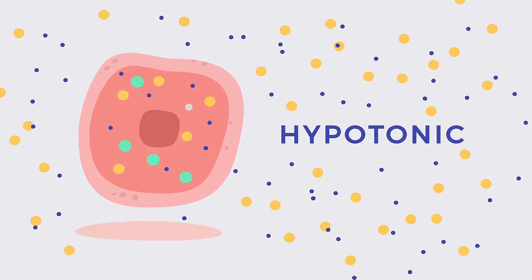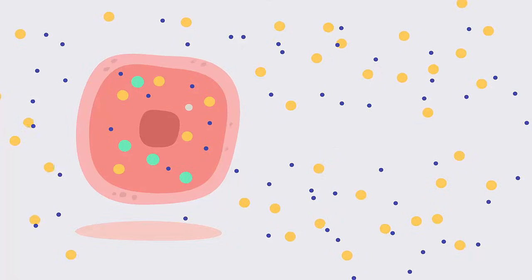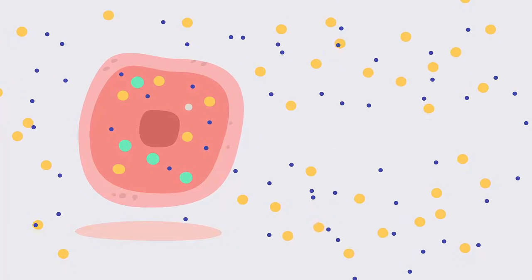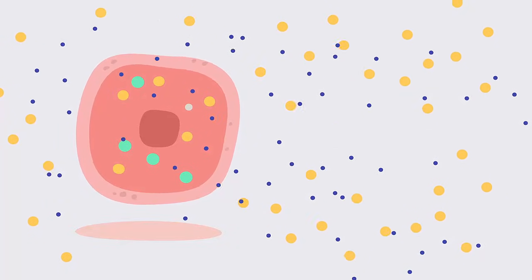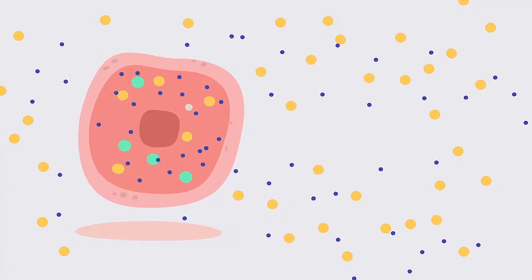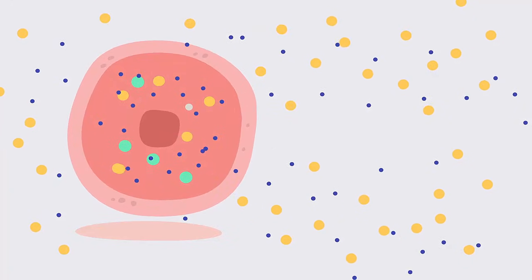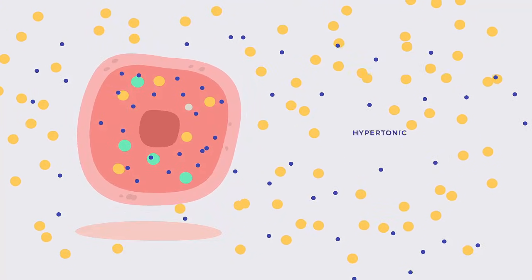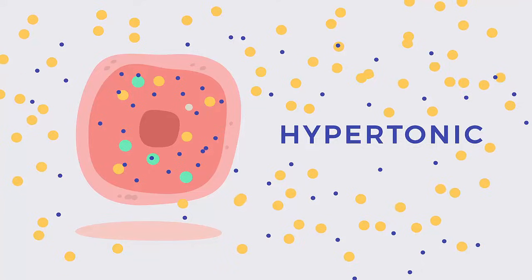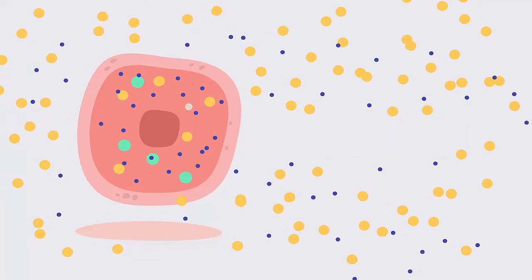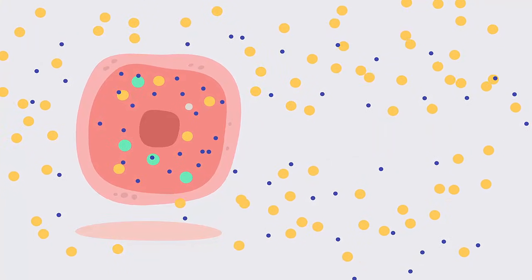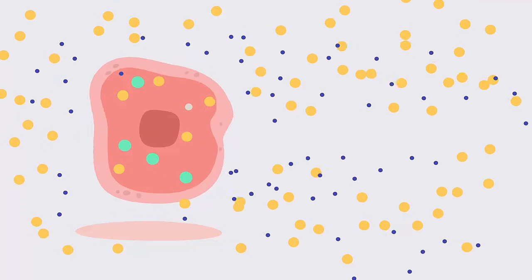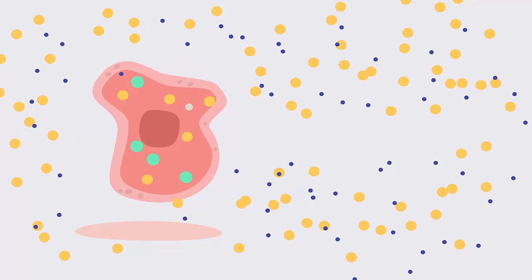Iso means equal. If the solution outside the cell is dilute compared to that inside the cell, then it is hypotonic. Hypo means less than normal. Because the concentration of water is greater outside the cell than inside, water diffuses into the cell. If the solution outside the cell is more concentrated than that inside the cell, then it is hypertonic. Hyper means more than normal. In this case, the concentration of water is greater inside the cell, and water diffuses out of the cell.